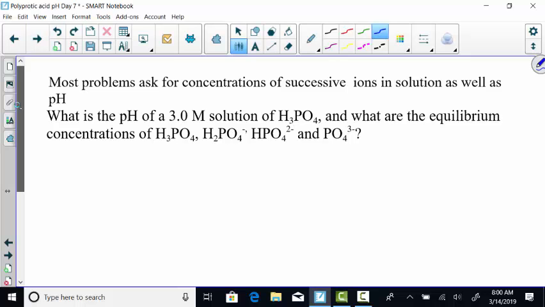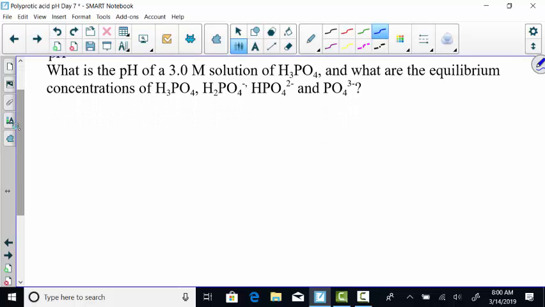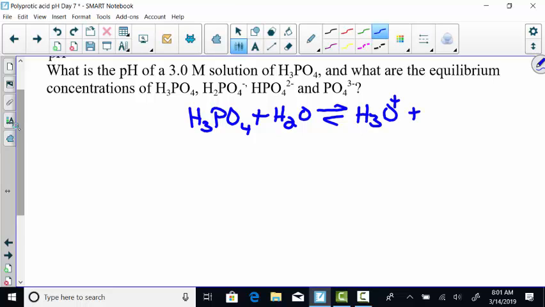Essentially what you are going to be doing is making a whole lot of ice charts. So we're going to start with the H3PO4, and we're going to write the reaction of that with water. So I get my H3O plus and the H2PO4 1 minus.